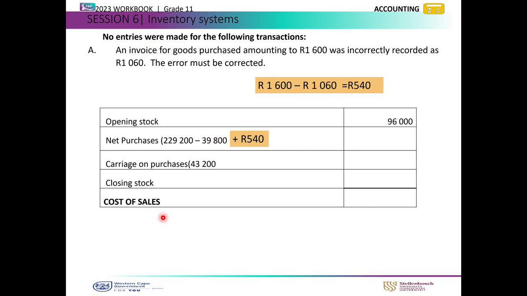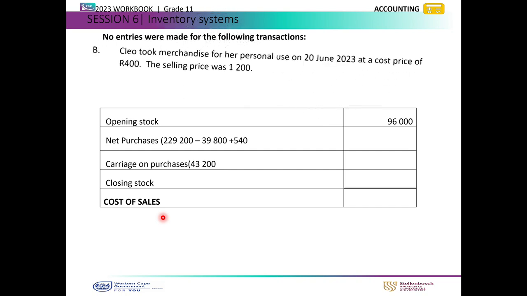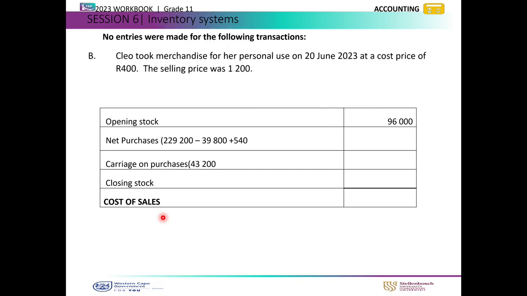All right. The next one, the next adjustment, we are looking at adjustment B. They say Cleo took merchandise for her personal use on the 20th of June at a cost price of 400 Rand. The selling price was 1,200 Rand.